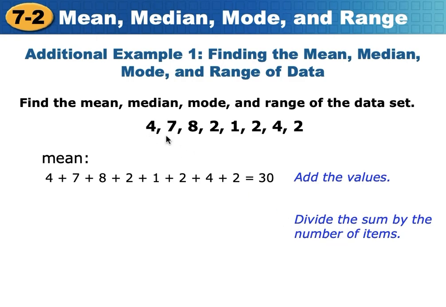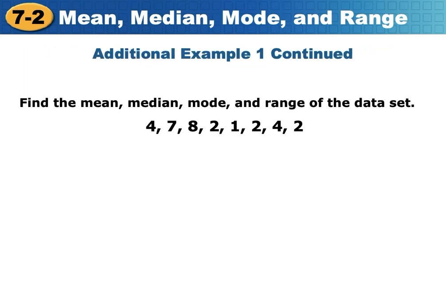Count these: 1, 2, 3, 4, 5, 6, 7, 8. So it means that you have to divide your sum by 8 items. So 30 divided by 8, you will get 3.75. So it means 3.75 becomes your mean. Another word for mean is average. That is very important. So the mean in this case is 3.75.